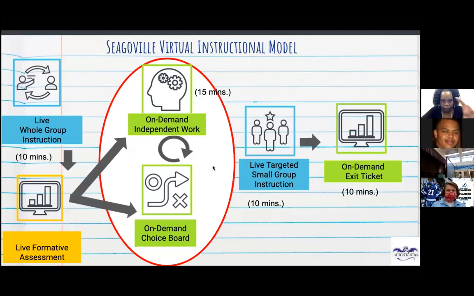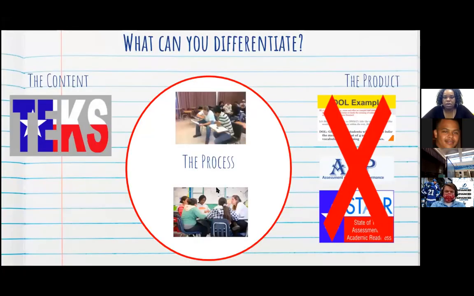Instruction is the middle piece. Our on-demand independent work, or our on-demand choice board. So what can you differentiate? The content does not change. Everything that we do is based on the TEKS, everything. So that will not change.